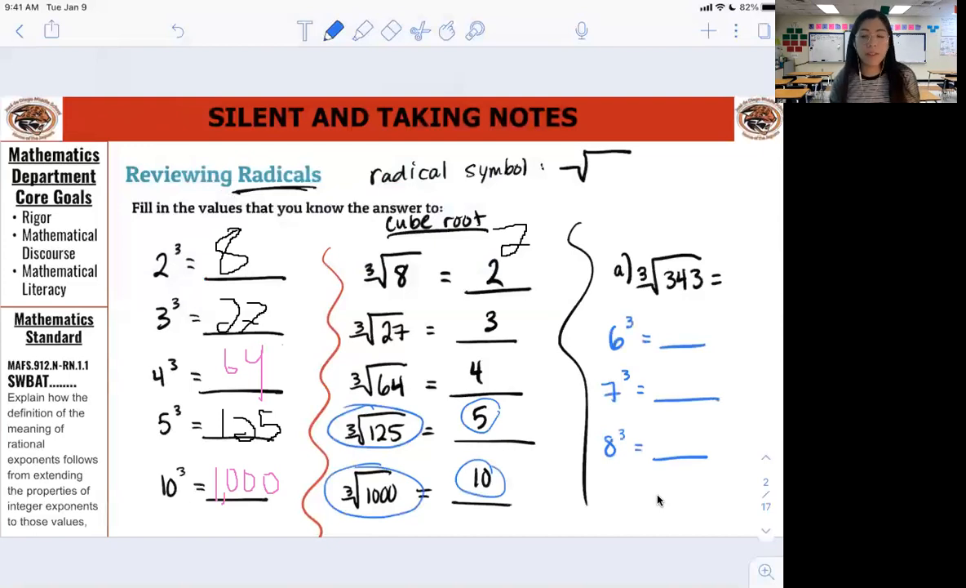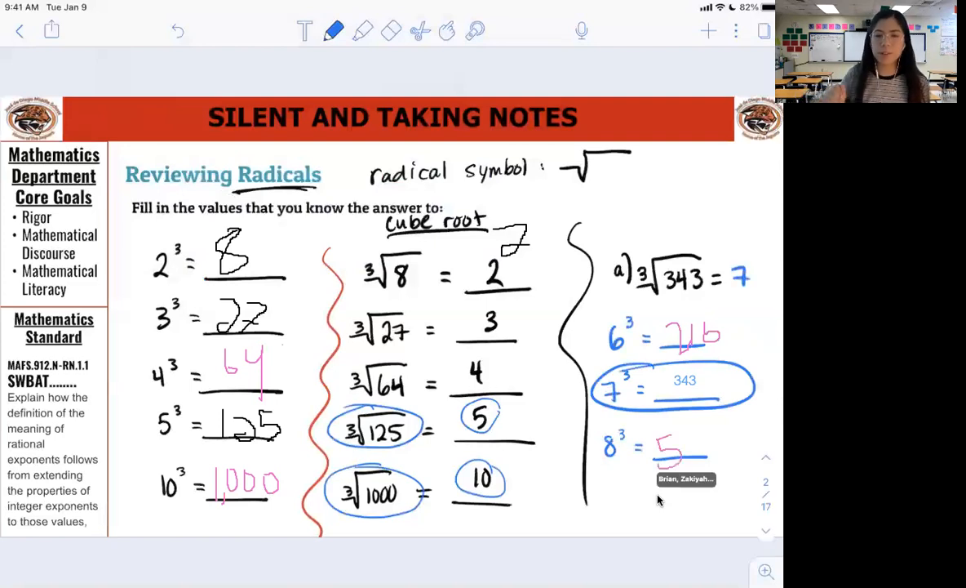Now at that point, you can use your calculator, take a look, try it out. What is 6 to the power of 3? What is 6 times 6 times 6? 216. So it's not that one. Now try 7. What's 7 times 7 times 7? 343. I think you were right. So it is 7. That is our answer for this problem. You came up with the correct response.